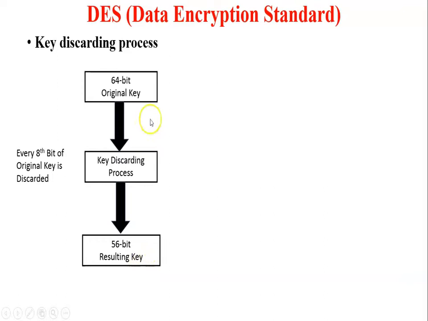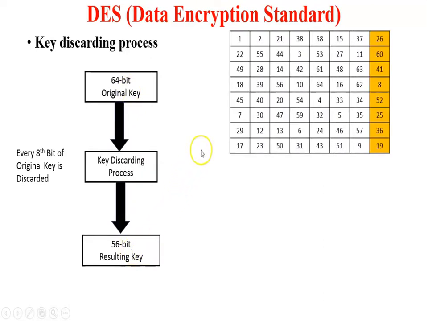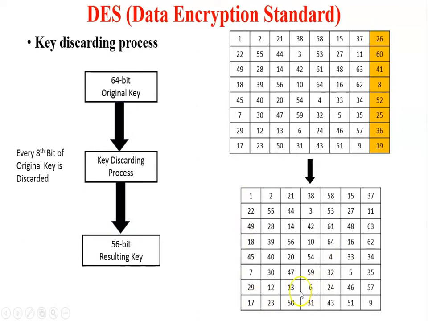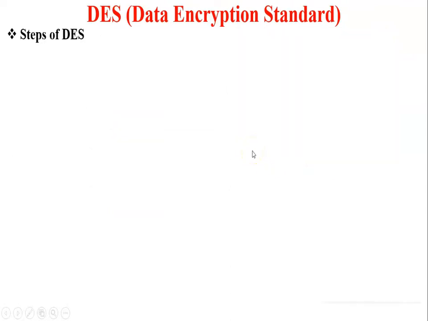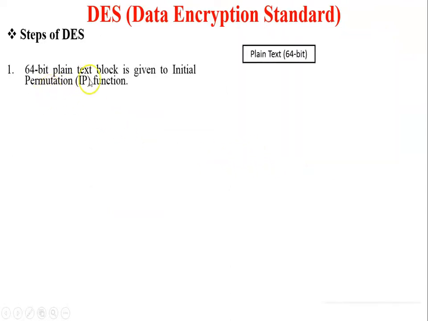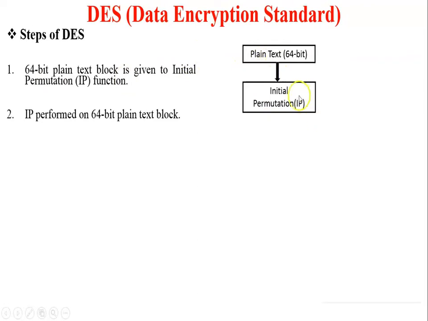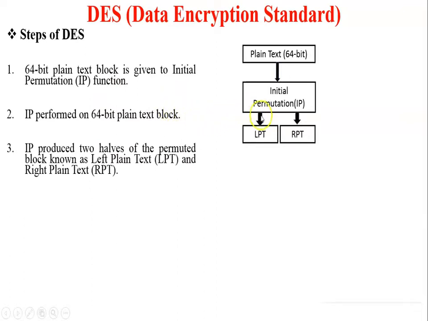Now first of all, the key discarding process. Before entering the key into the DES process, the original key size is 64 bit. In the key discarding process, every 8th bit of the original key is discarded and it generates a 56 bit resulting key. Why it generates a 56 bit resulting key, we will discuss later on. So the 64 bit key is converted into a 56 bit resulting key. For example, in this table you can see the 64 bit original key converting into the 56 bit resulting key. Every 8th bit is discarded from the original key.